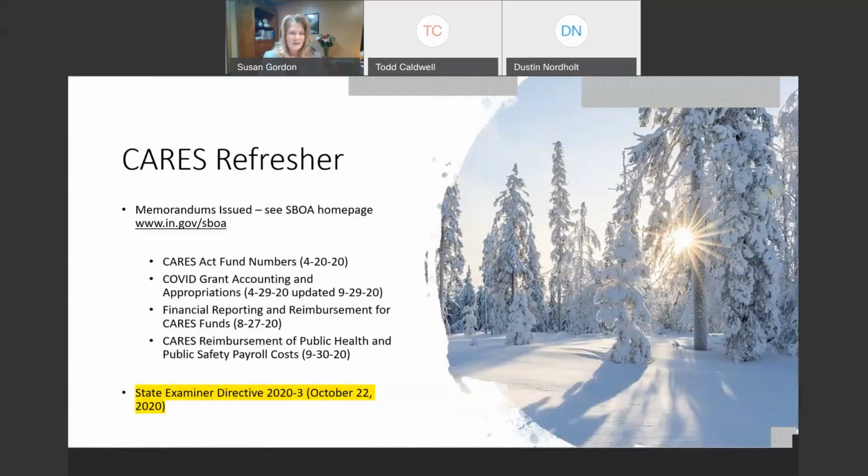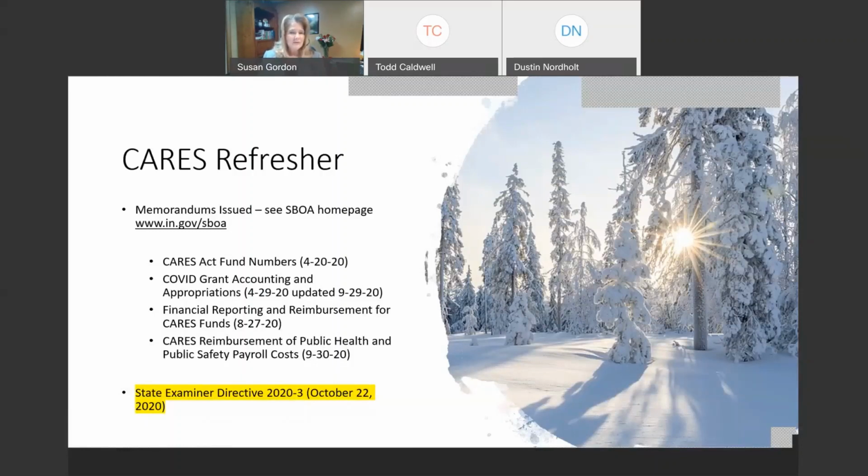Okay, well, that's all I had on the AFR and the monthly and annual uploads and those subjects. Right now, we would like to do a CARES refresher and talk about some of the timing differences. You may have received reimbursement in 2021 for costs in 2020. So that's what we're going to focus on here.